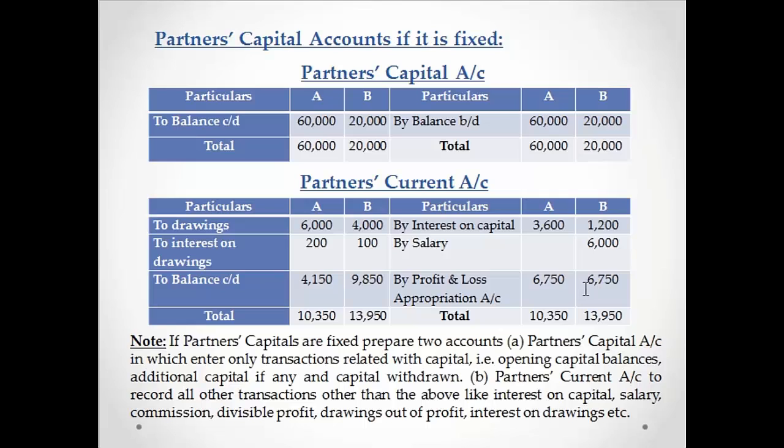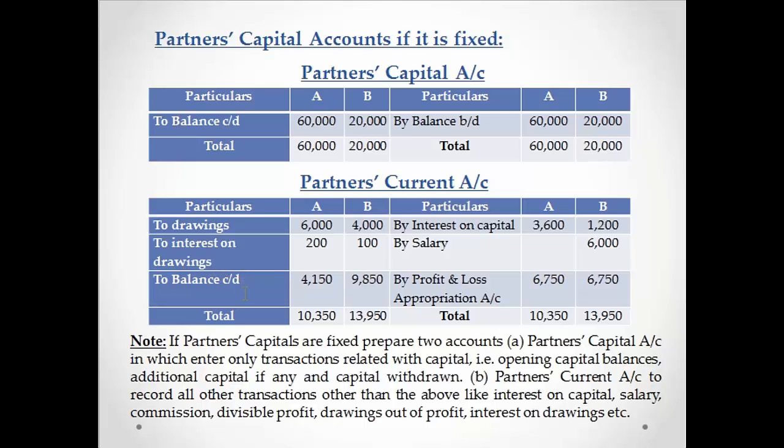Okay, now look at the items which are taken to the debit side in a partner's current account if the capitals are fixed. The first item, to drawings, amount for A is 6,000, amount for B is 4,000. To interest on drawings, the amount which is taken for A is 200 and the amount which is taken for B is 100. Then you will find out the closing balance.